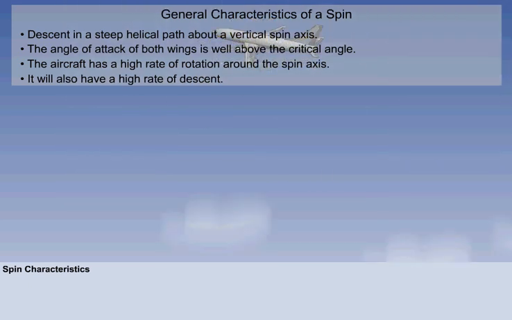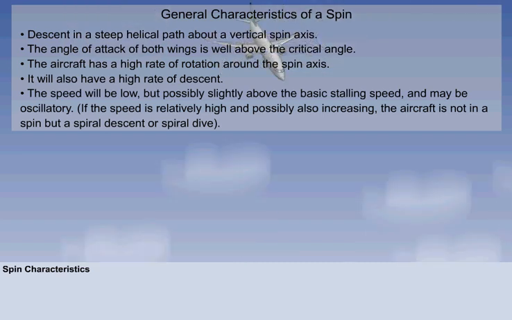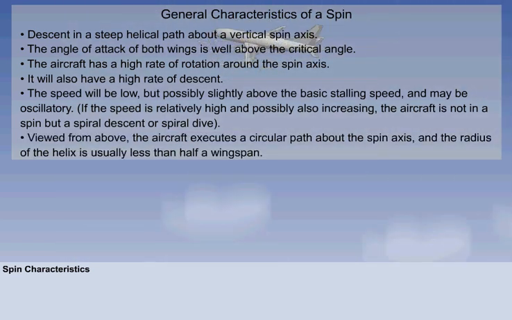The aircraft has a high rate of rotation around the spin axis. It will also have a high rate of descent. The speed will be low, but possibly slightly above the basic stalling speed, and may be oscillatory. If the speed is relatively high, and possibly also increasing, the aircraft is not in a spin, but a spiral descent or spiral dive. Viewed from above, the aircraft executes a circular path about the spin axis, and the radius of the helix is usually less than half a wingspan.